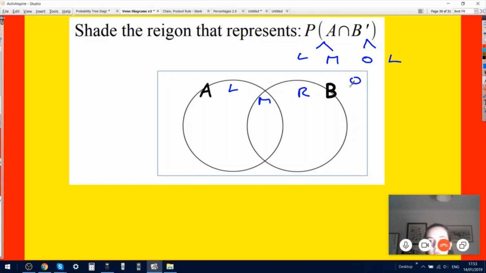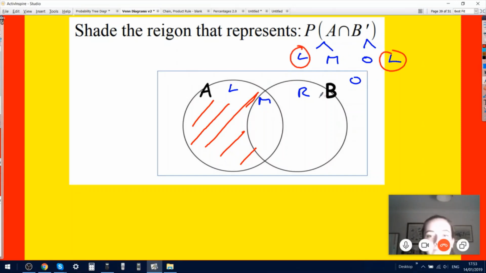So what am I shading? L. Yes. Just L. Okay. Because it's the intersection. So it's what they have in common. And so the overlap is L. If it was the U, then it would be left and middle and outside.